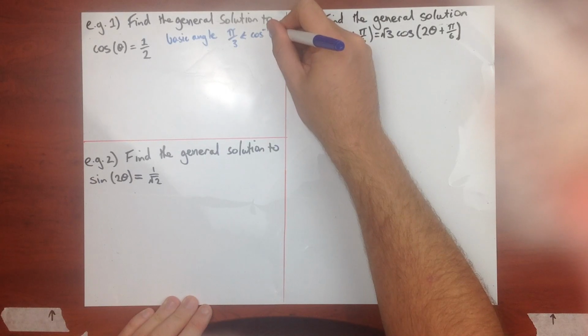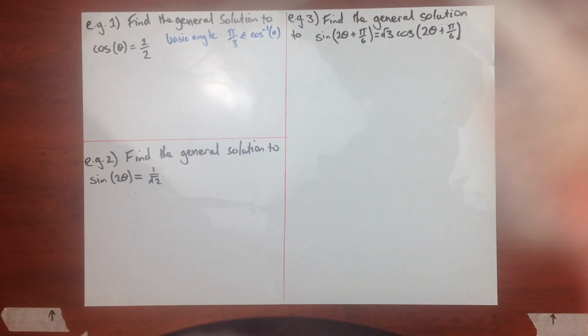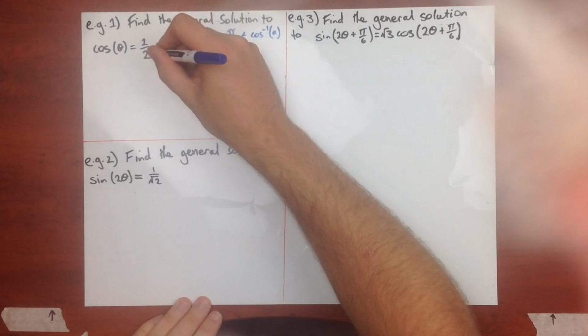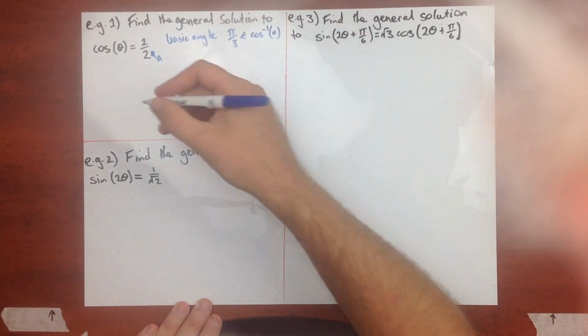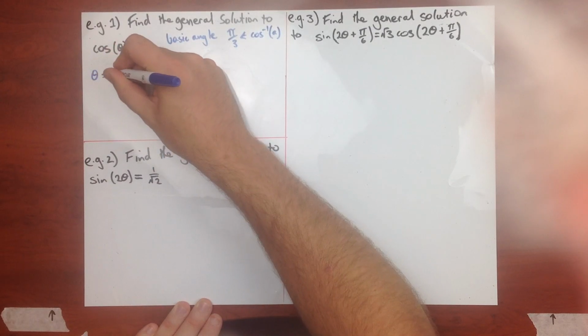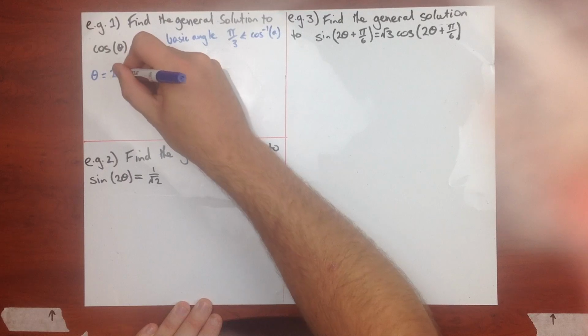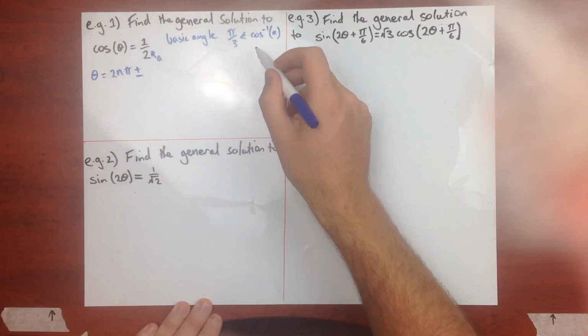So this bit is our inverse cos of a in our equation before, in our general solution, because this is our a value here. We've got our basic angle now, so now we can just look at our general solution. Then we've got theta equals 2n pi plus or minus our pi on 3.